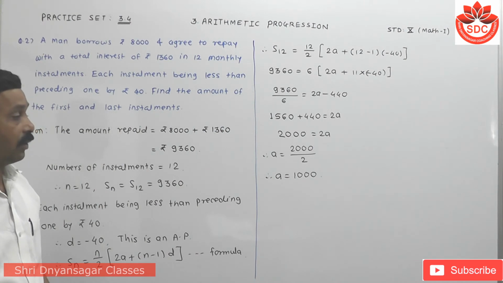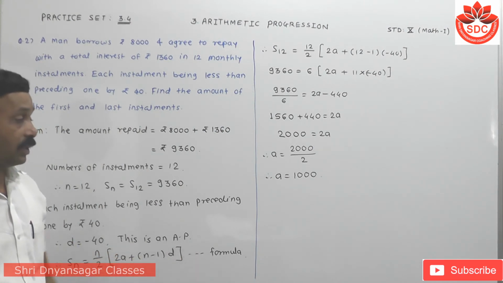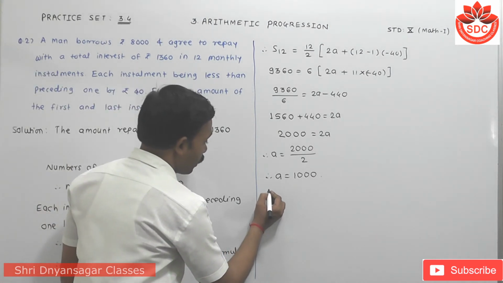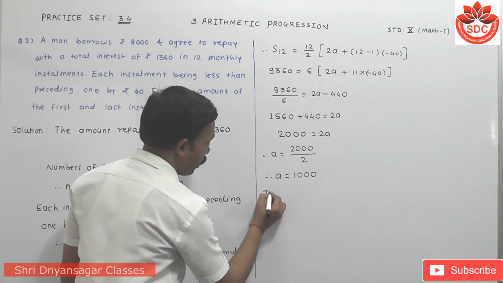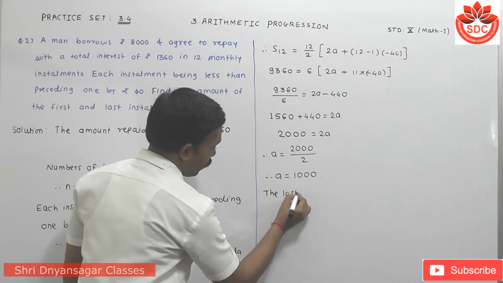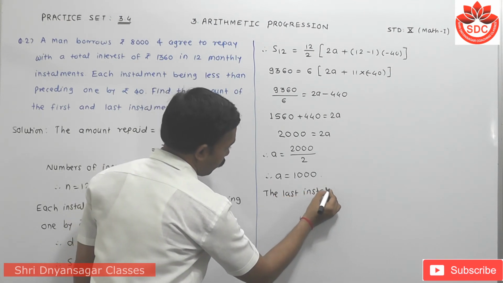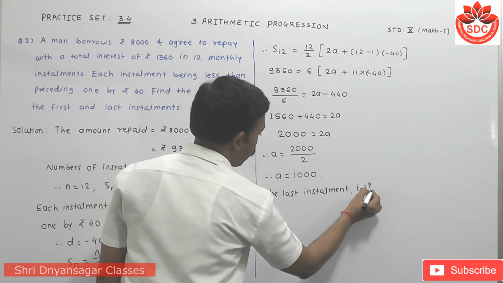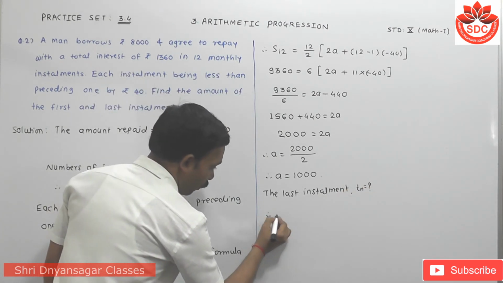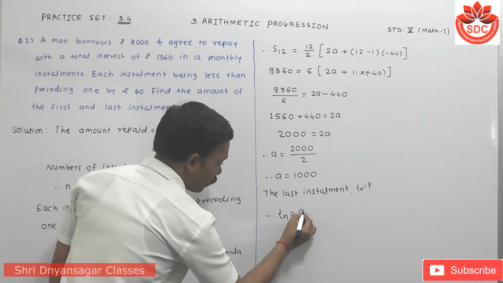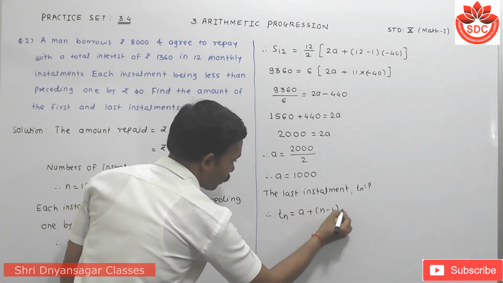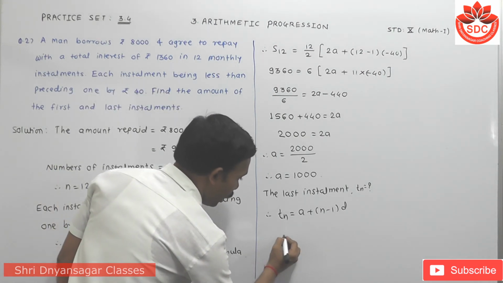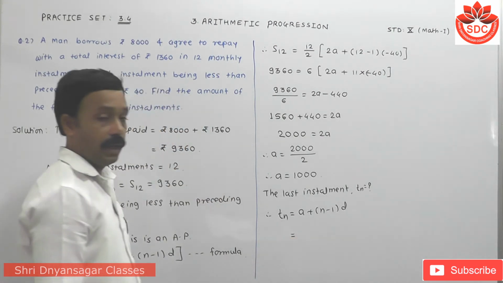Now student, we have to find out the last installment. This is the first installment, then we have to find out the last installment. We know the last installment is Tn. Therefore, the formula for Tn is equal to a plus n minus 1 into d. Tn you have to find here, that means T12.